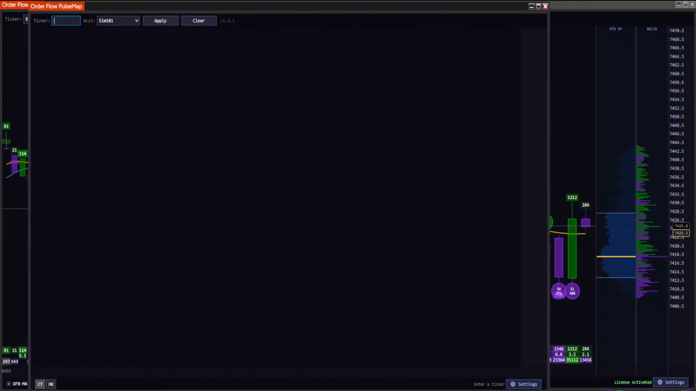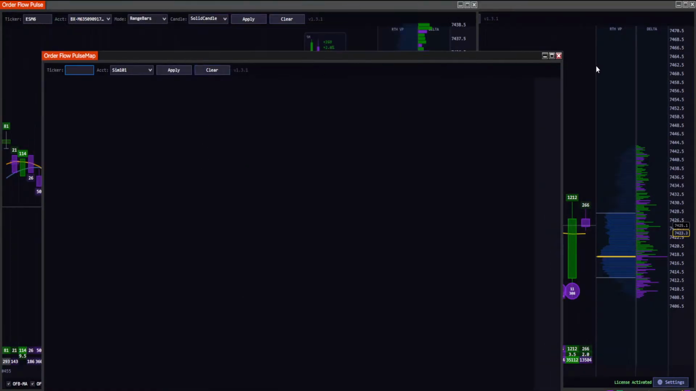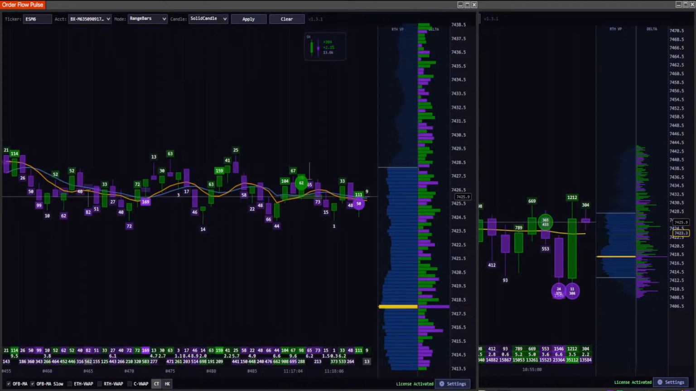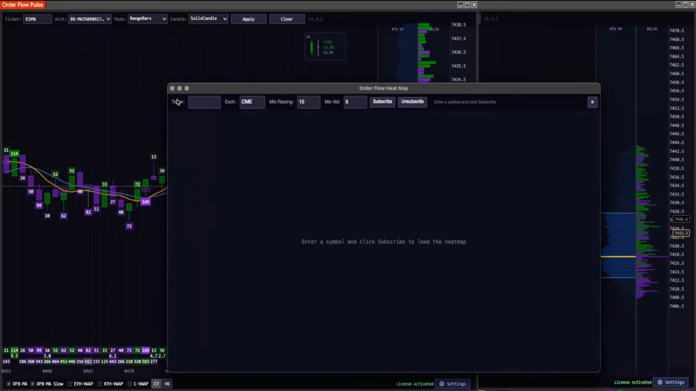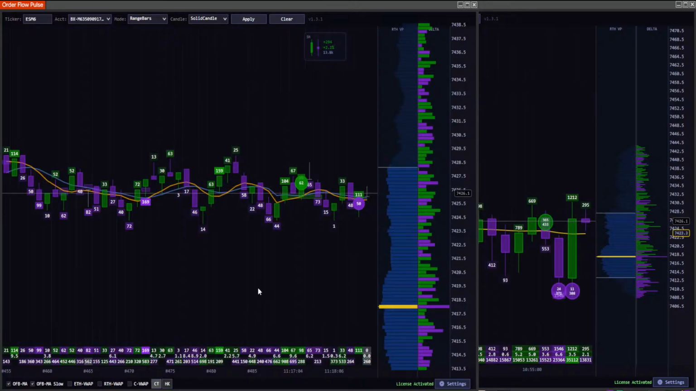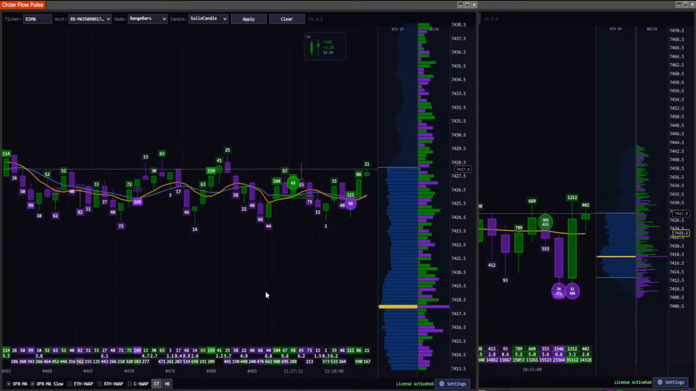Granted, you got Pulse Map on NinjaTrader. If you want your heat map, you got Pulse Map. Okay, fine. Even on my own personal platform, order flow heat map, that's fine. I hardly ever use it, to be quite honest, because I look at these kind of levels right here. I don't need no stinking heat map. It's just noise.